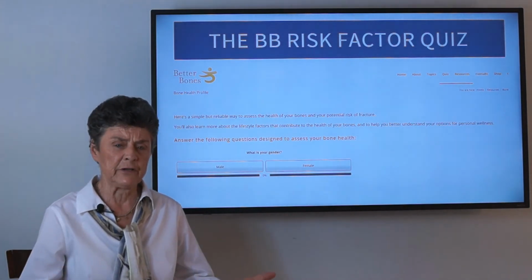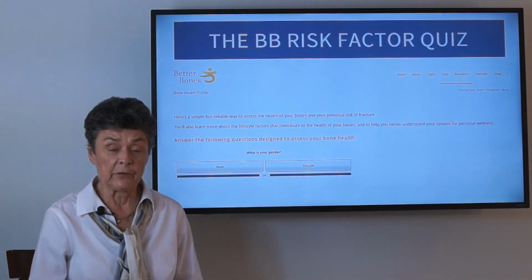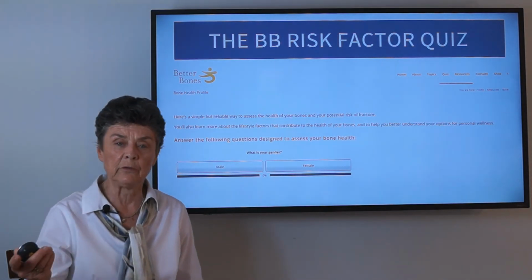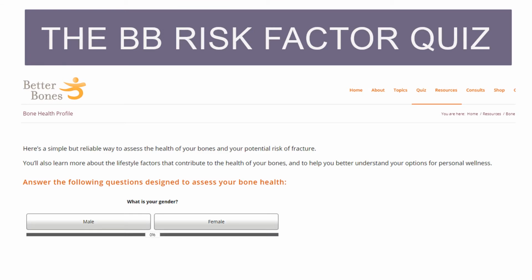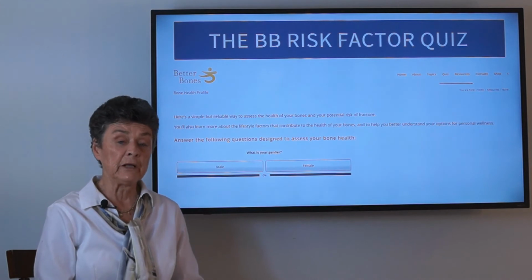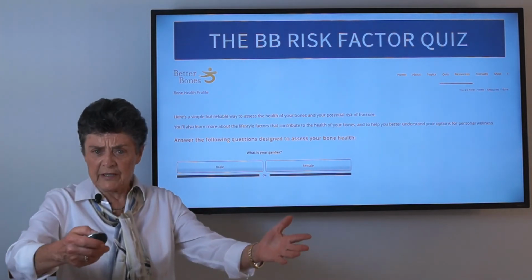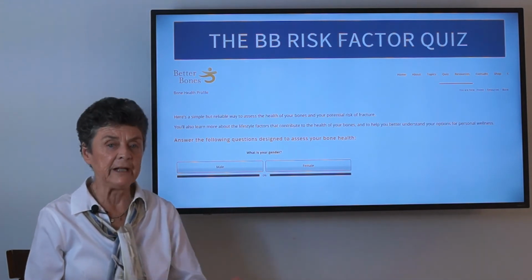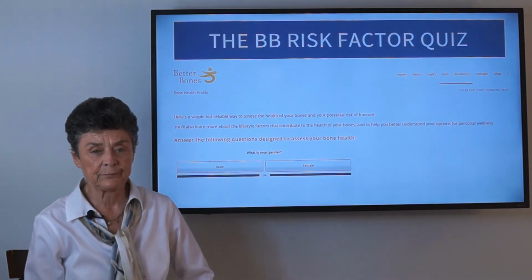Now, there's many ways to assess the likelihood of fracture, the risk of fracture. We at the betterbones.com website have our own risk factor quiz. You might look at that. It's kind of fun to look at the common factors that add up to this total load of factors that can make one vulnerable to fracture. If you're in osteopenia, one thing is to have a bone density that's different from a young person, but another thing is to have many risk factors on top of that.